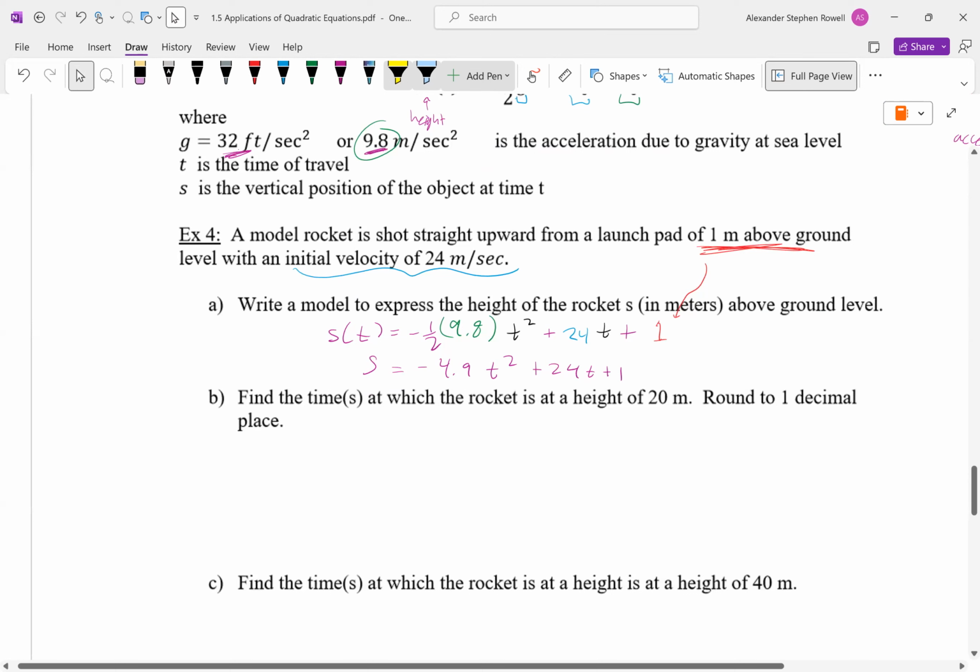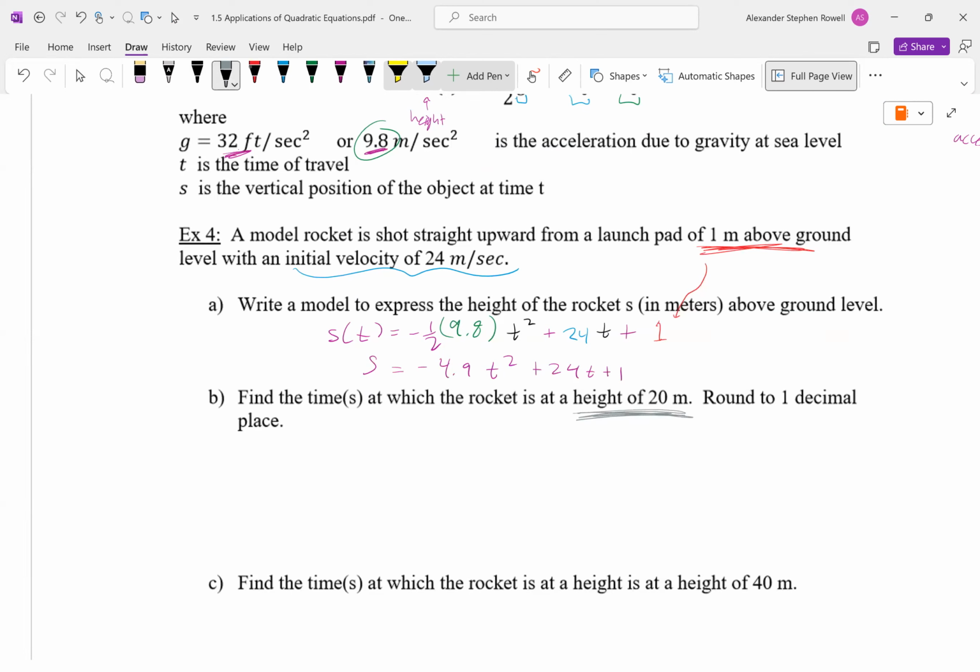Now, part B, find the times at which the rocket is at a height of 20 meters. Round to 1 decimal place. So this 20 meters is referring to what? A height of 20 meters. I have two variables, an S and a T. Which one is this referring to? S. Height is displacement. We're going to plug this in for S. 20 is equal to -4.9 t squared plus 24t plus 1.